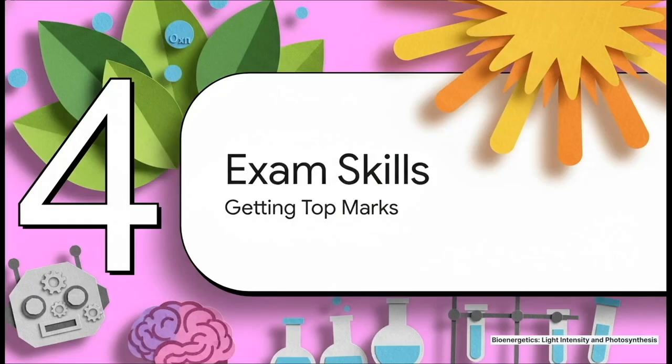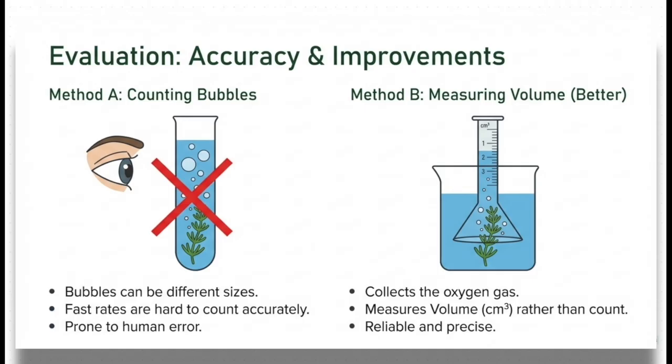Right, let's talk exams. A huge evaluation point is the way we measure the oxygen. Counting bubbles is simple, yeah, but it's flawed. The bubbles aren't all the same size, and it's almost impossible to count them if the rate gets really fast. A massive improvement is to collect the oxygen in a gas syringe instead. This lets you measure the actual volume of gas, which is way more accurate and precise. Mentioning this shows you can really evaluate a method.